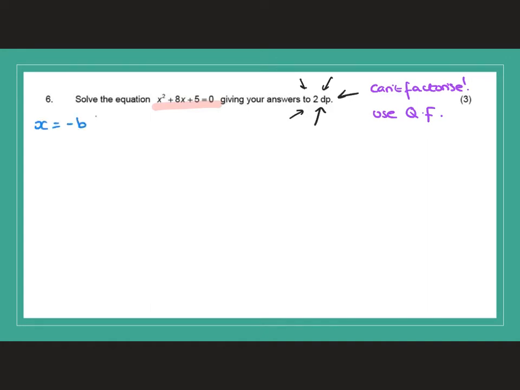X equals minus b plus or minus the square root of b squared minus 4ac, all divided by 2a. Now make sure you state your values of a, b and c very clearly. A is the coefficient of x squared. We've got 1x squared here, so a equals 1. B is the coefficient of x, so you should hopefully be able to see that b equals 8. And then c is the constant term at the end, c is equal to 5.